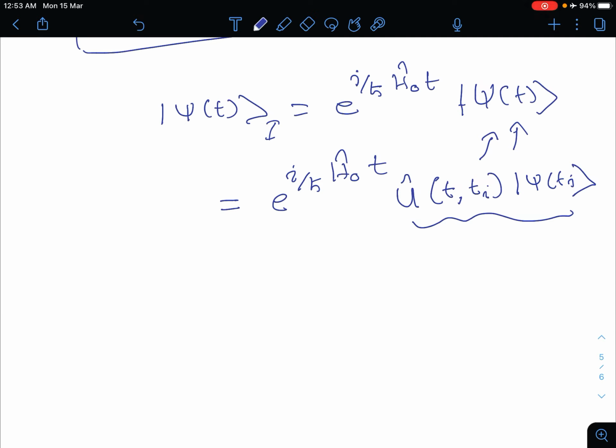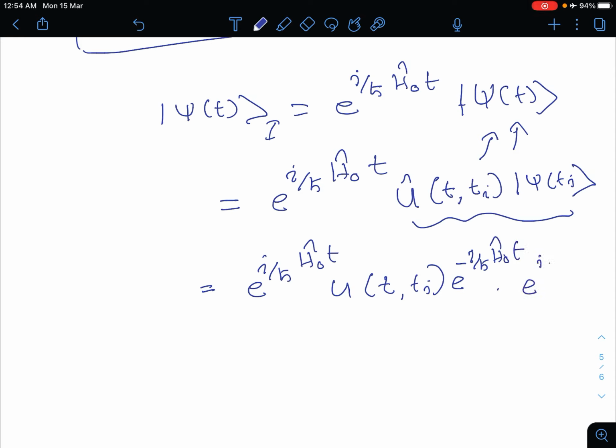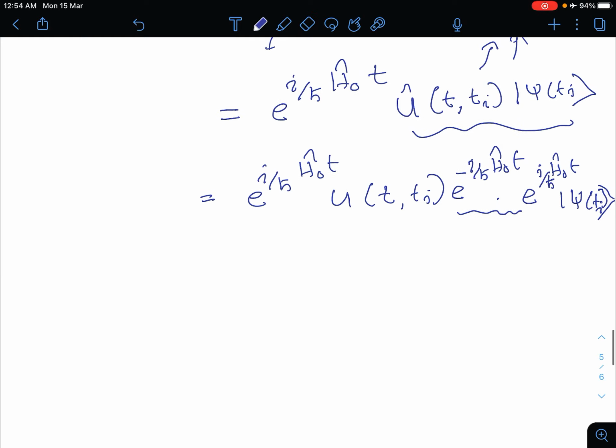Now I'm pre-multiplying by e raised to i by h cross H0 t, and post multiplying by minus i by h cross H0 t. So to solve the problem, what do we do, again i by h cross H0 t. No problem, these two become 1, minus and plus. So it is e raised to 0, that's 1, psi of ti. Good.